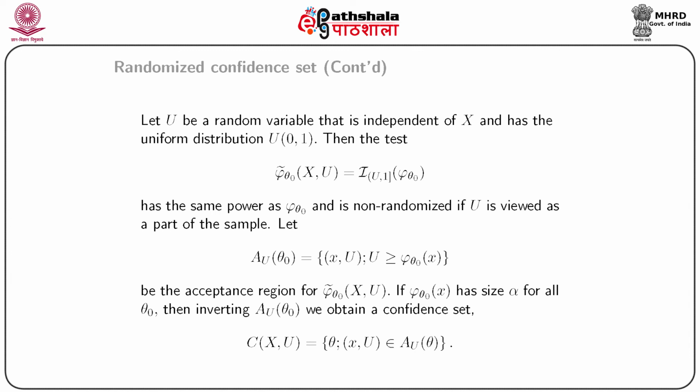If psi theta naught (x) has the same size alpha for all theta naught, then inverting A_U(theta naught) we obtain a confidence set C(x, u) equal to the set of all theta such that (x, u) belongs to A_U(theta).